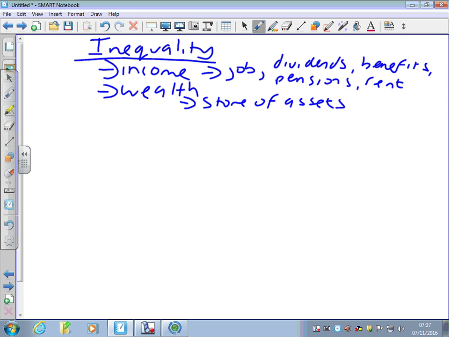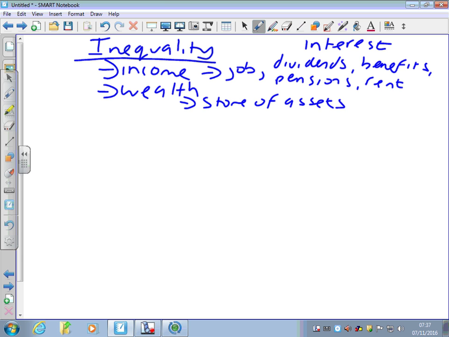Okay, so these can be generated income. For example, for many people their main wealth is their house. If you own a second home, you might rent it out. You might have savings in the bank that generate interest, so interest can also be an income. It could be you own stocks and shares, which will give you dividends, hopefully on an annual basis.